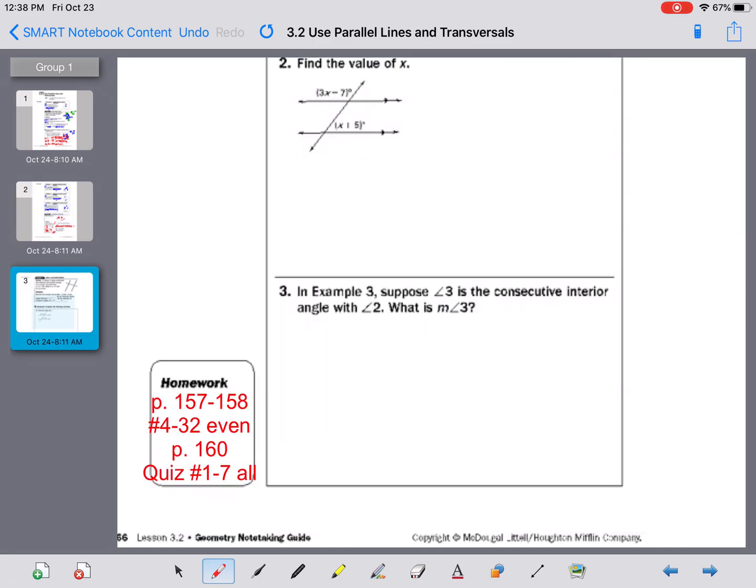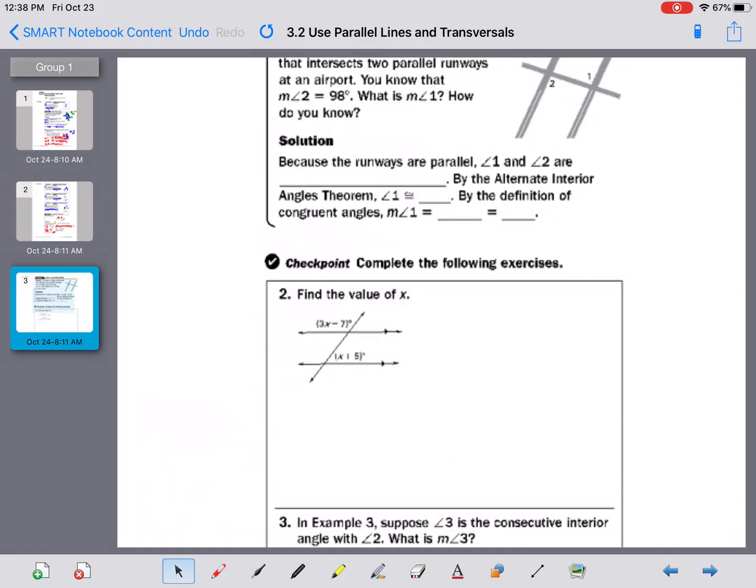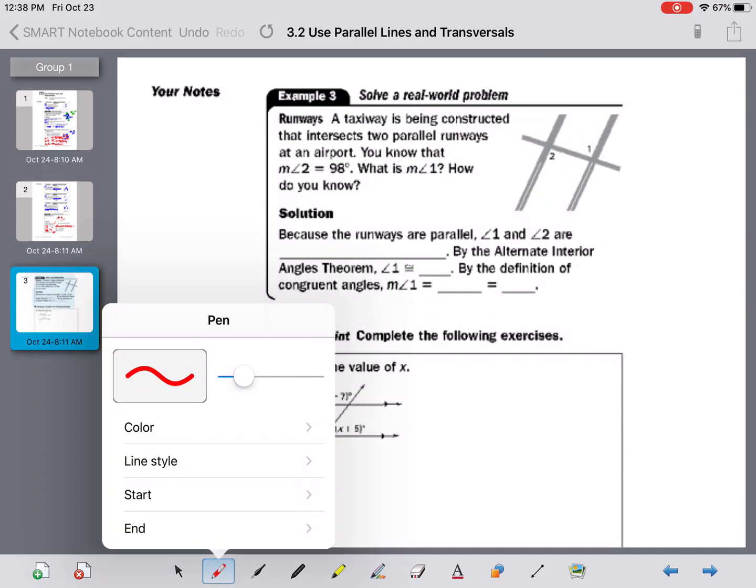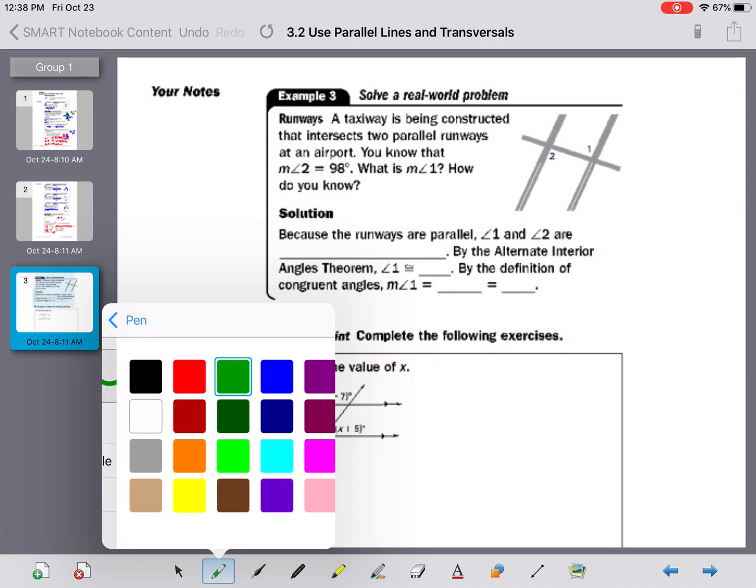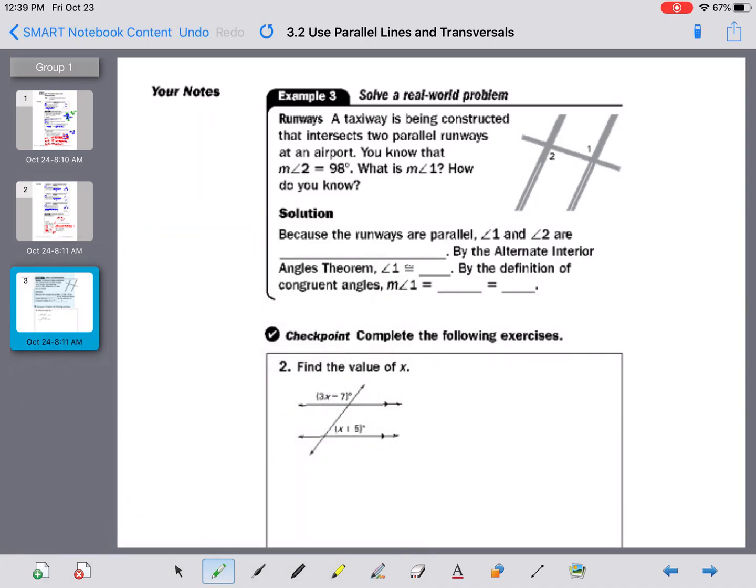All right, 3rd page, which actually happens to be our last page today, so kind of short ones here. And we're talking about a runway. Taxiway is being constructed that intersects 2 parallel runways. So here's our runways, and it tells us they're parallel. And this taxiway is my transversal cutting through, okay? And we know angle 2 is 98 degrees. The question is, what is angle 1?